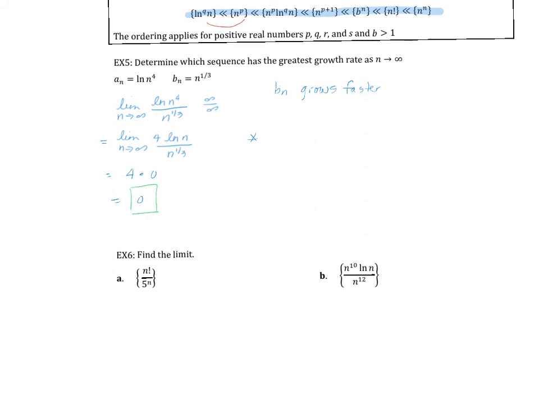Something else you can also use, even though it's not in the theorem, is that if you take the limit as n goes to infinity and you get infinity, then that means the top one grows faster. So you can also use the limit of infinity.